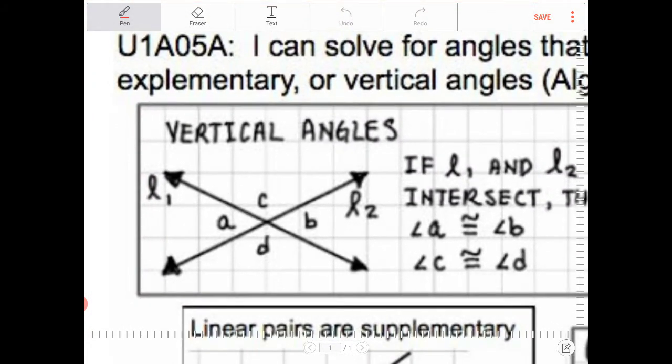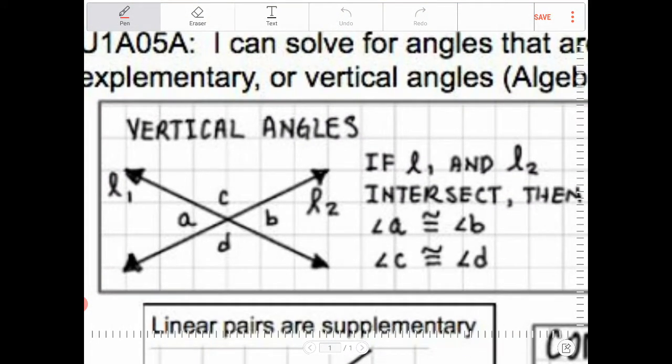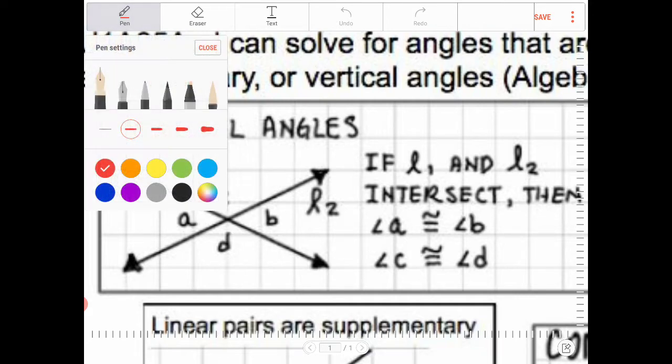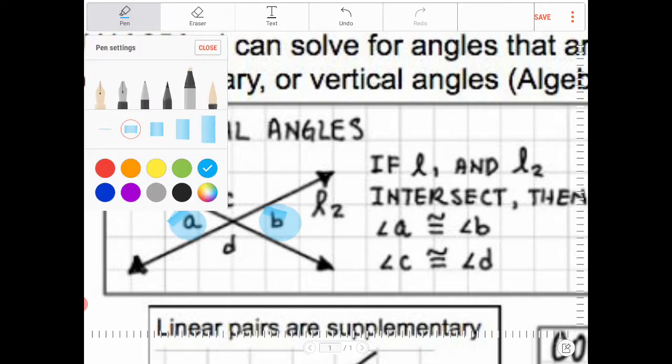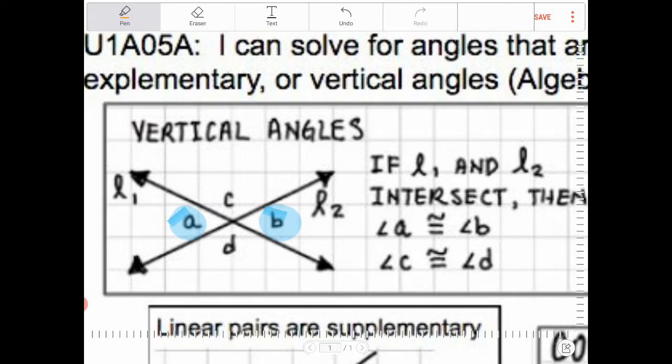If ever you have 2 lines intersecting like so, anytime you have 2 lines coming together like that, you're going to form 4 different angles. And as it turns out, the angles that are opposite one another, I mean angle A and angle B, they're opposite of one another. And then angle C and angle D, they are opposite one another.